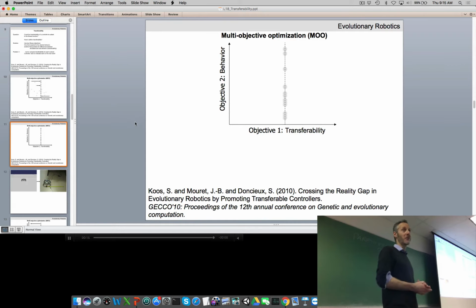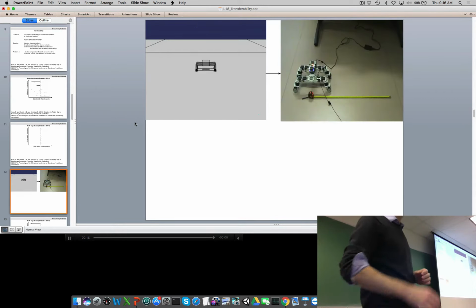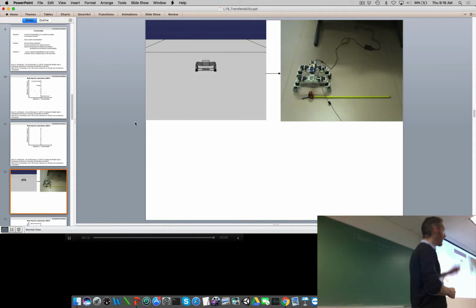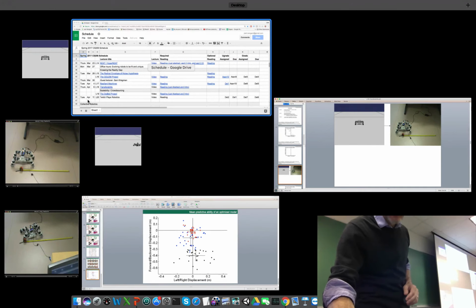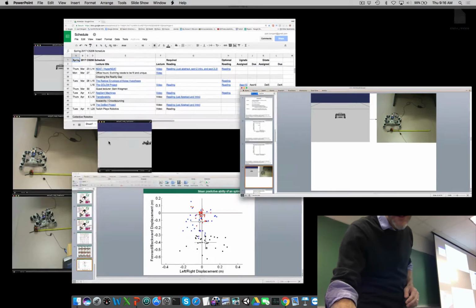The one at the top, right? Maybe you get lucky. The controller that makes the virtual robot move the furthest or the fastest. Maybe it will transfer. You don't know, right? So let's take that one, which is exactly what they did, and we're going to run it on the physical robot. So let's have a look at the virtual robot first.